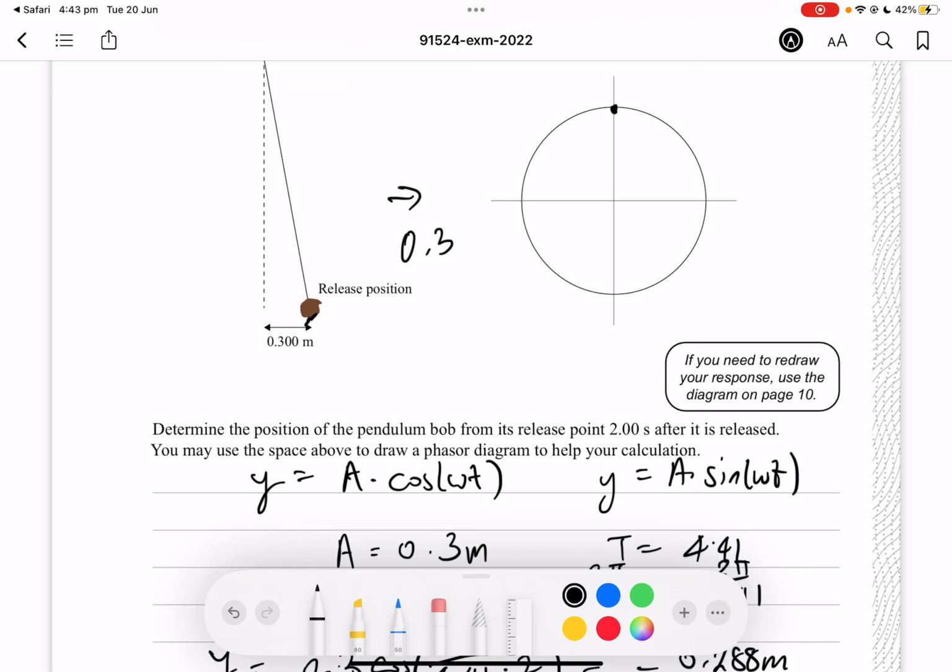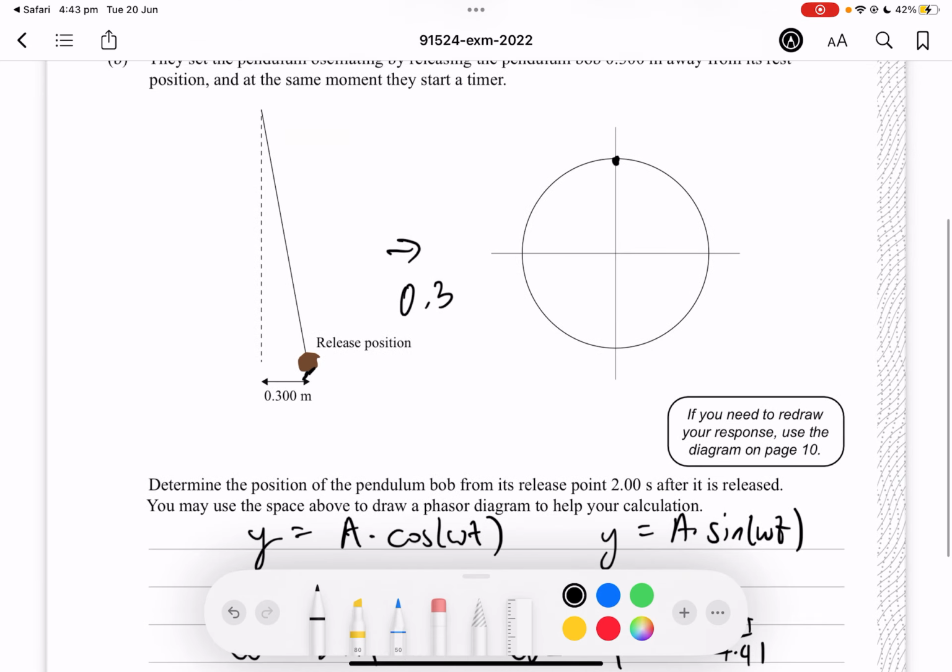Therefore, if we get a negative answer, this indicates that the bob is actually on the other side. So somewhere here. That's a bit too far, but you get what I mean. I'll probably do a better drawing than that. So the bob is probably somewhere here, which is 0.288 meters on this side.